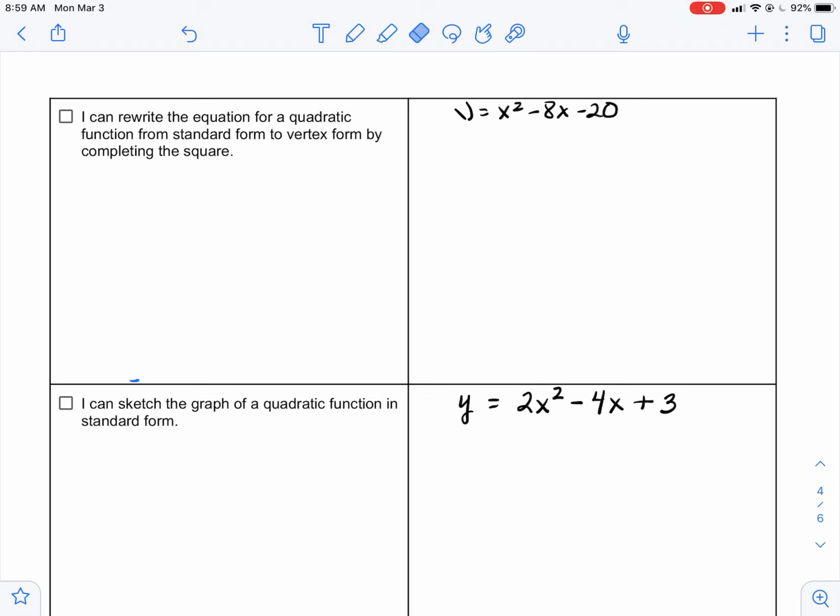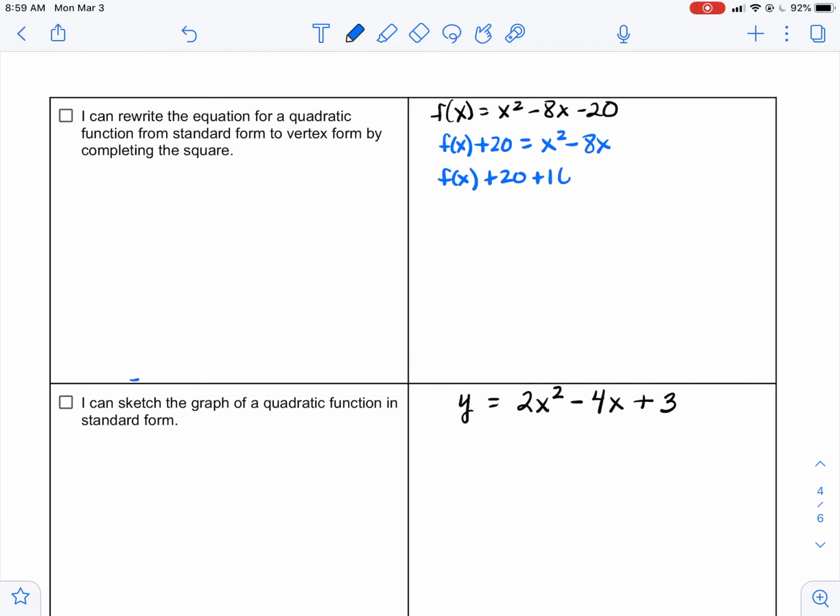So in this case, the first thing that we would do would be to add the 20 over, and now we're going to take half of our b, square it, and add it to both sides. So that would be f of x plus 20, and half of negative 8 would be a negative 4. Negative 4 squared is 16. So I am going to be adding 16 to both sides.